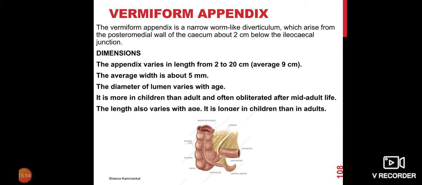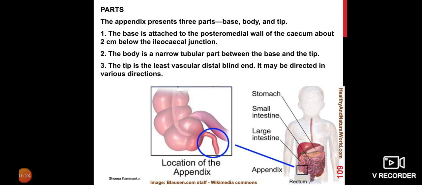Why? Because the cavity or the lumen which is present inside the vermiform appendix is larger when compared to an adult. In adult life, after middle age, the cavity of the vermiform appendix gets obliterated and nothing is infiltrated inside the appendix. So the infection of the appendix or appendicitis is common in children when compared to adults. Length of the appendix also varies with age. It is longer in children than in adults.